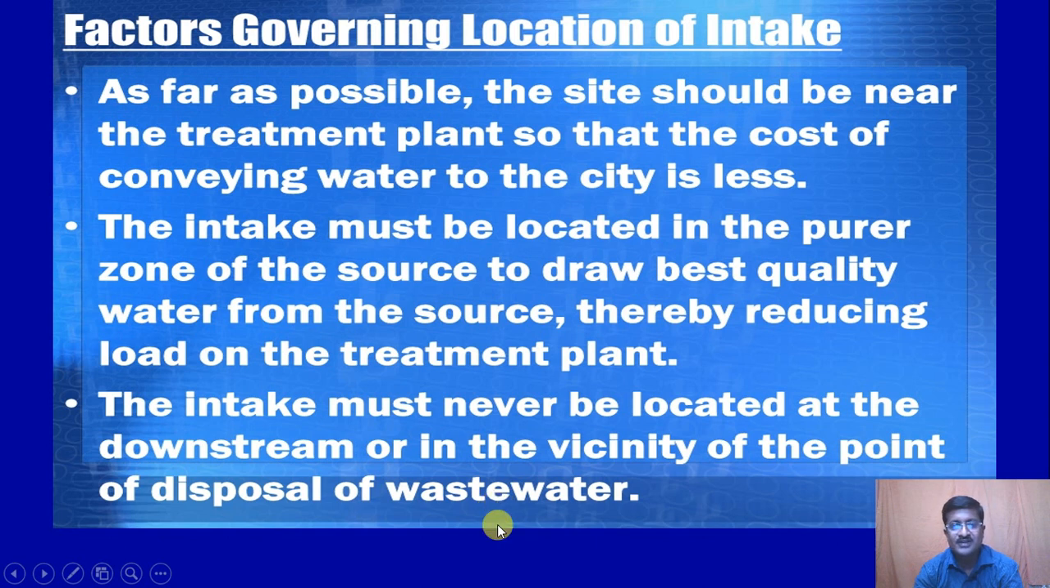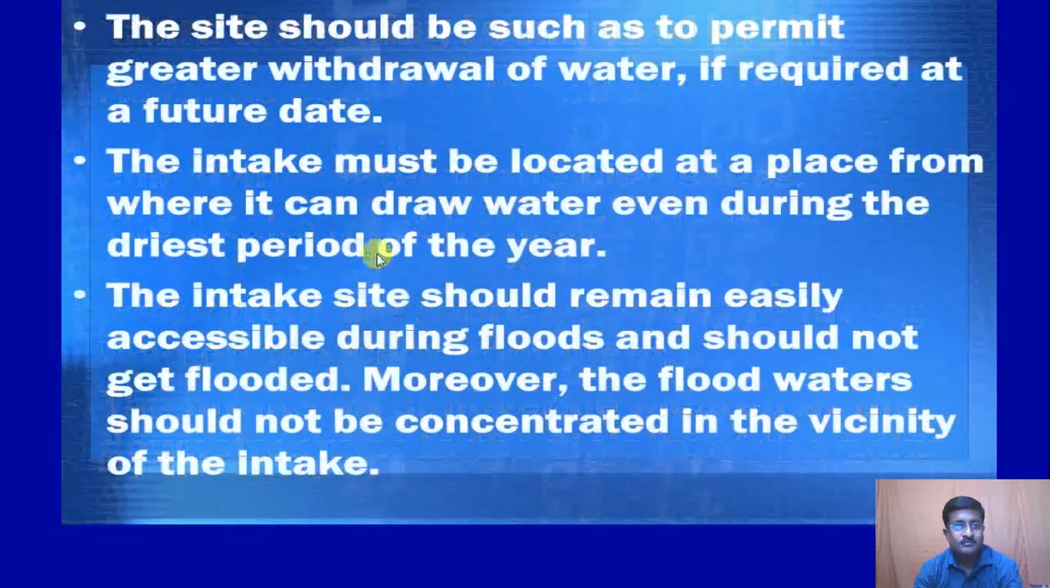The intake must never be located at the downstream or in the vicinity of the point of disposal of wastewater. So this you can understand. If the wastewater is disposed there, and on the downstream side you are establishing an intake, then impure water will be extracted and taken to the water treatment plant. So that should not be done. The site should be such as to permit greater withdrawal of water if required at a future date.